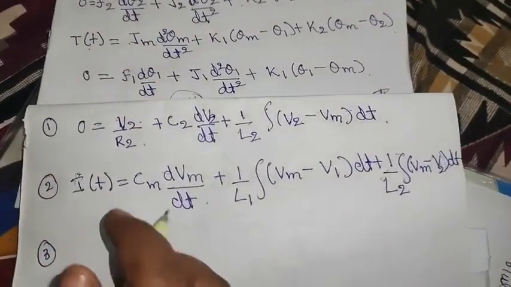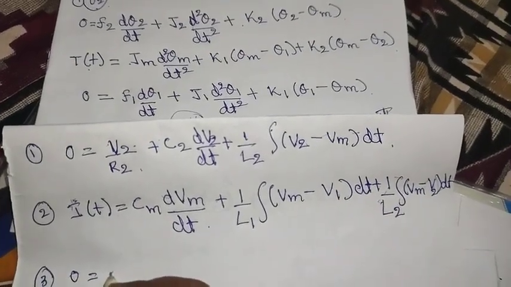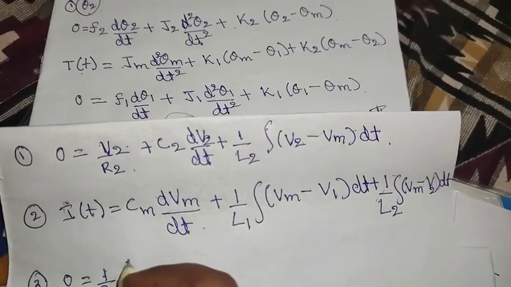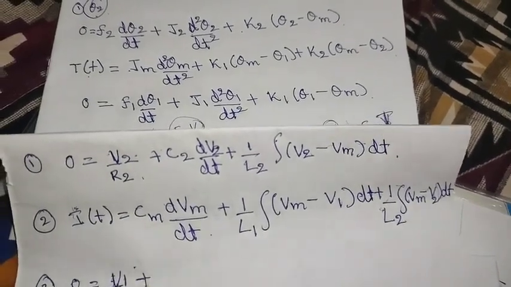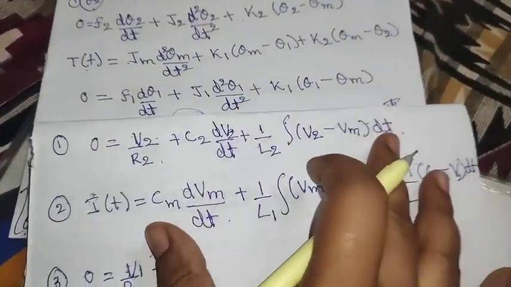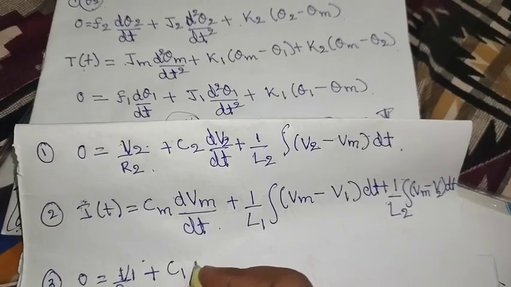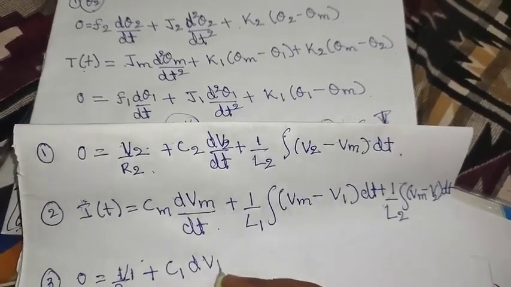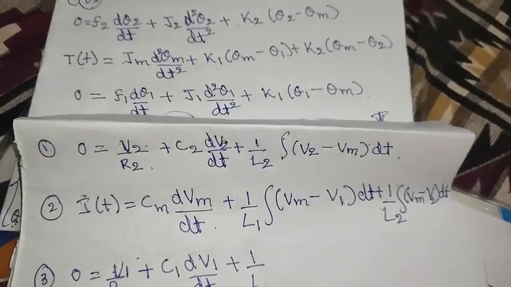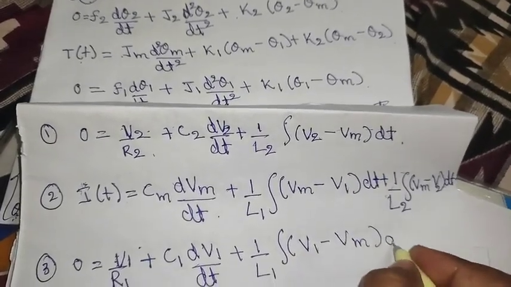Now the third equation we shall see: 0 is equal to F1 is replaced by 1 by R1. So d theta 1 divided by dt is replaced by V1, plus, so you remember I is equal to V by R, right? So like that you remember. J1 is replaced by C1. So d square theta 1 divided by dt square, we write dV1 divided by dt, plus again K1 is replaced by 1 by L1 integration of (V1 minus Vm) dt.